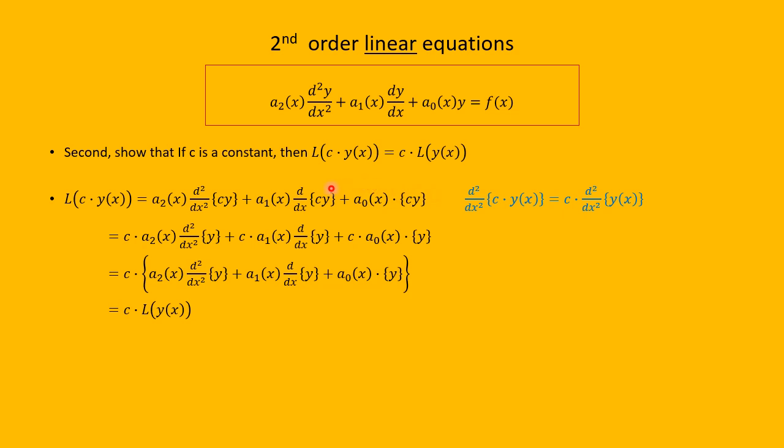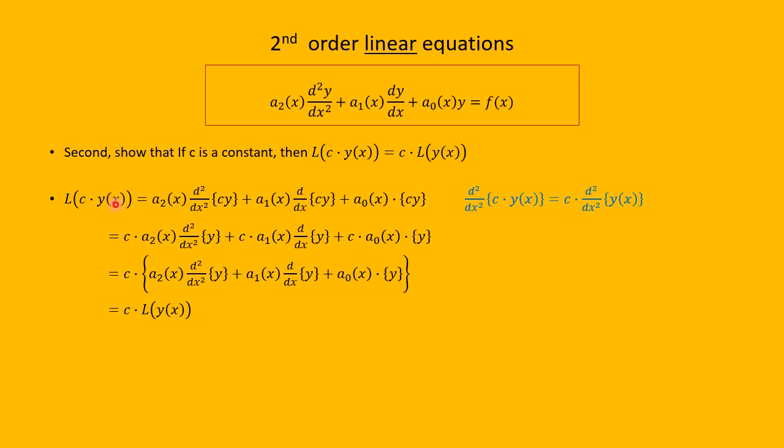Well, once again, we're going to use a property of first derivatives and second derivatives. I've shown the property for second derivatives here. The second derivative of a constant times y of x is just equal to the constant times the second derivative of y of x. So let's see how we can use this and other properties to show that this stuff here equals this stuff down here.